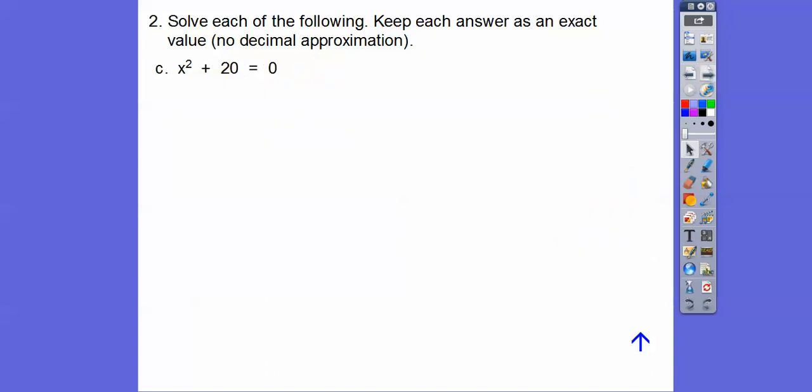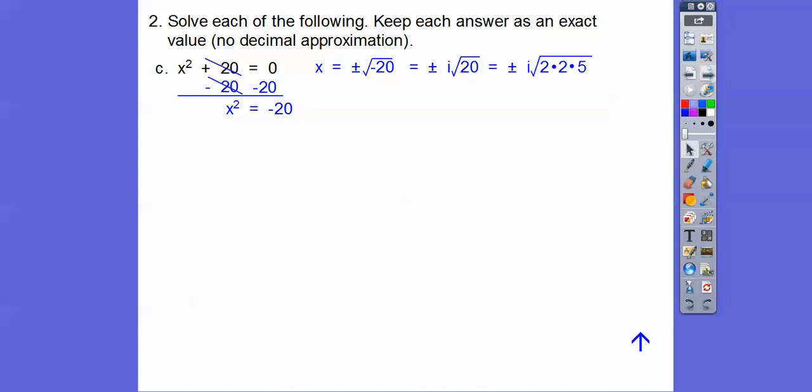So okay, we're going to get an imaginary. Remember the i's right here? So subtract 20 on both sides, and then square root, and then let's pull the i out, and then break down the 20. So 20 is 2 times 2 times 5, and then a pair of 2's come out, so plus or minus 2i root 5.